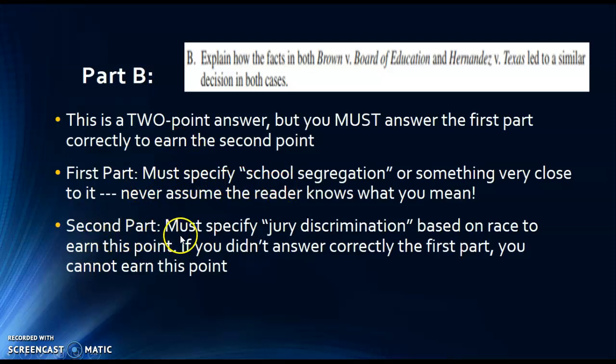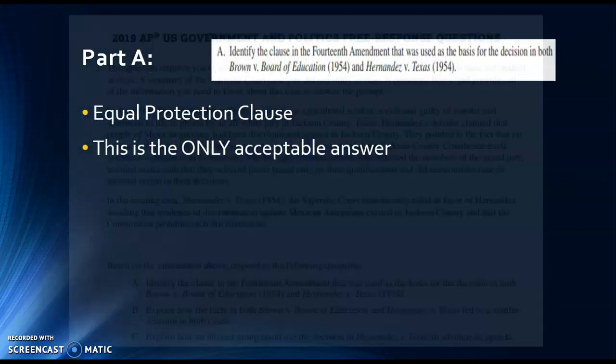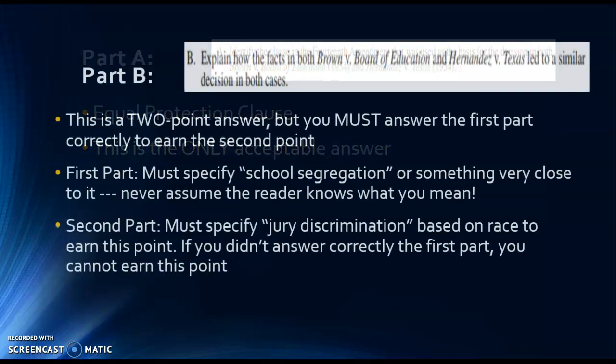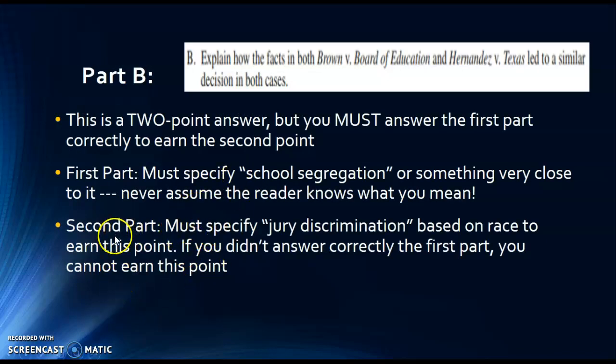Now the second part, you must specify jury discrimination or something about that. A Mexican person was discriminated against in the court by an all-white jury. You had to basically take the facts from the first part here and somehow articulate that with respect to the discrimination. So you, again, only get that second point here if you answer the first part correctly. Keep in mind, you have to link these two together.